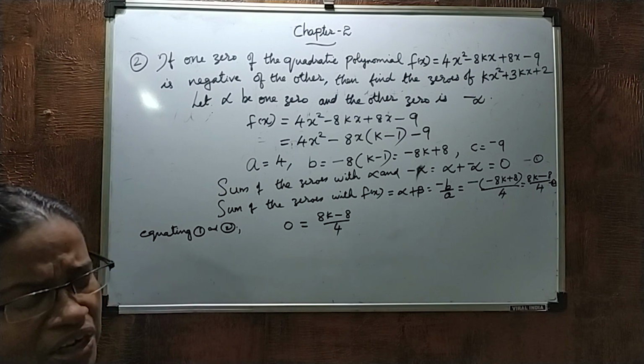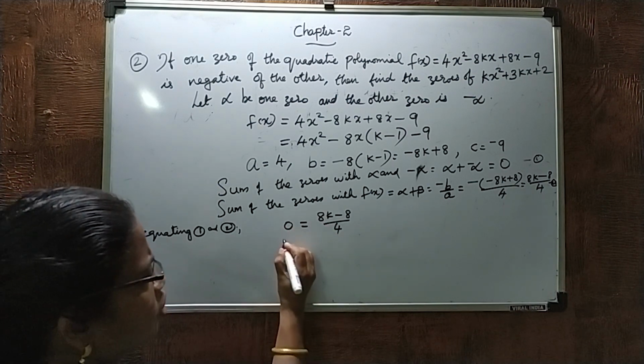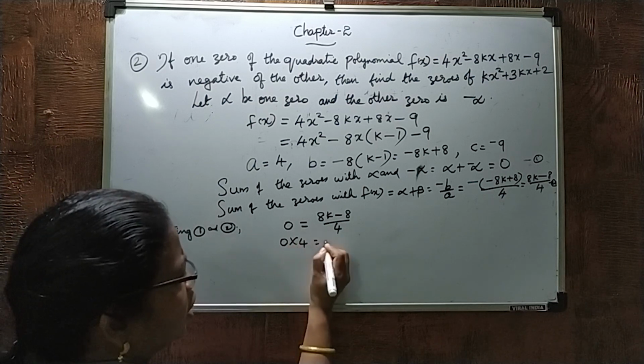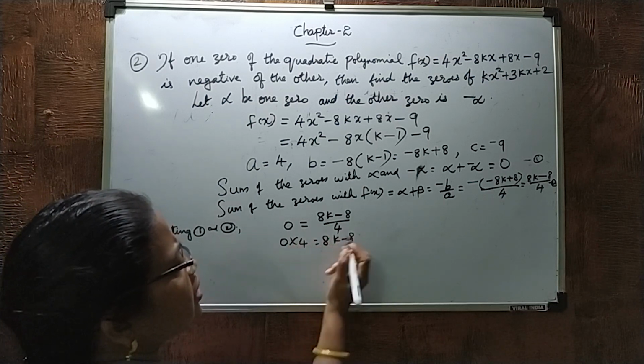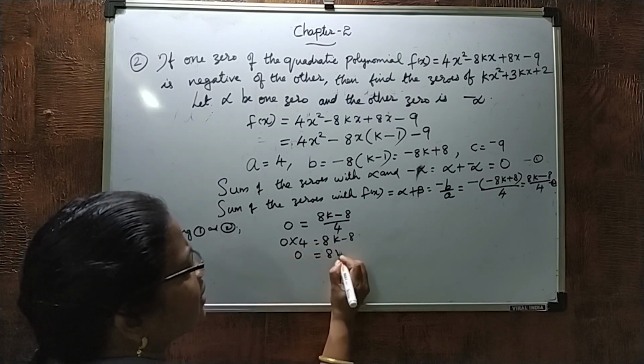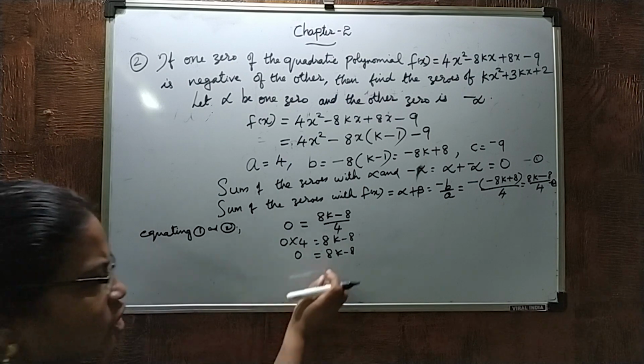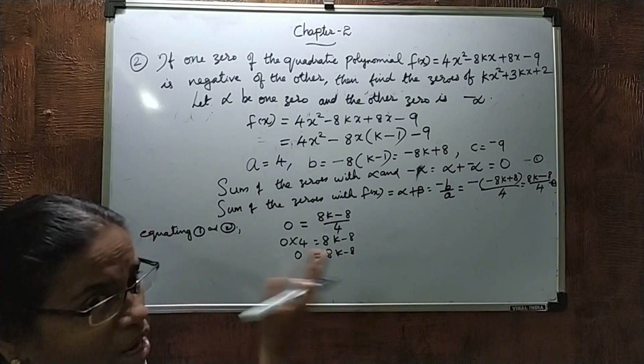You want to find the value of k. Just multiply here. It is division, so it comes to this side: 0 into 4 equals 8k minus 8. Then 0 equals 8k minus 8. Now we want only the value of k, so take this minus 8 to the other side.